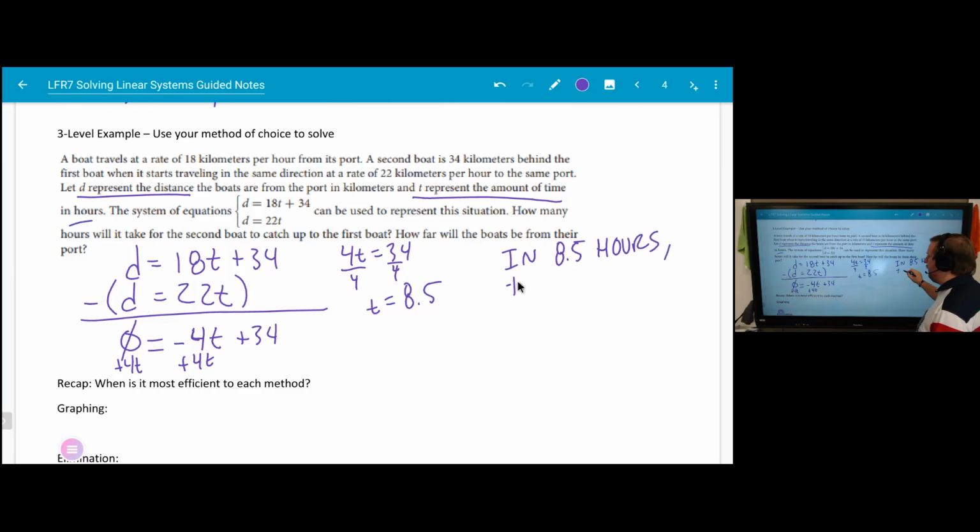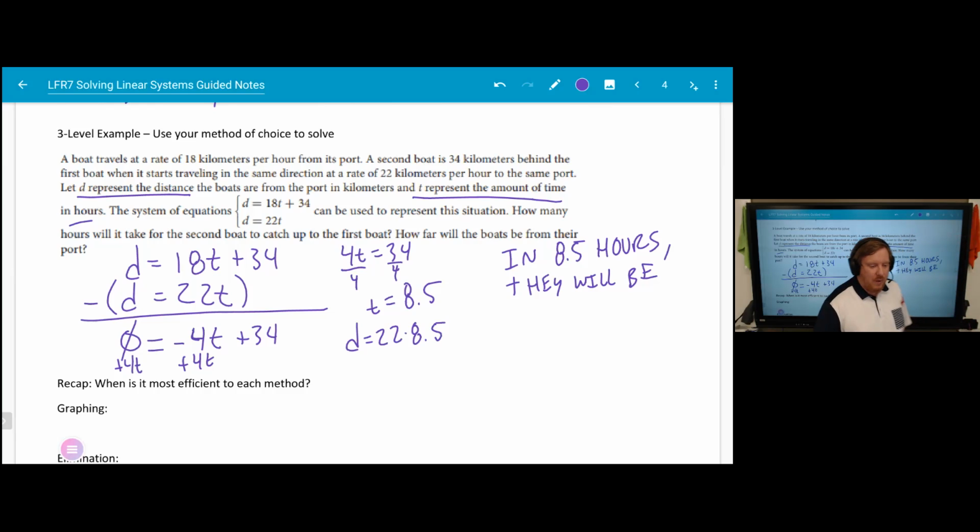they will be how far from port? Well, we got to plug it back in and figure out. It doesn't matter which one I plug it into, that's going to give me the same answer. I'm going to use the second one. It's shorter. D equals 22 times 8.5.